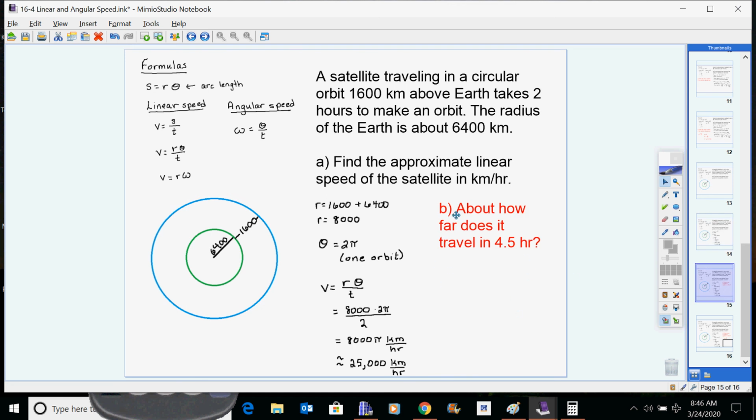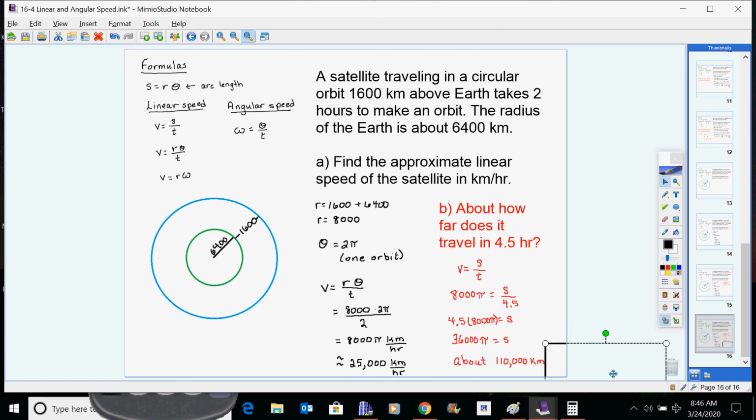So about how far does it travel in 4.5 hours? Well, we take our rate times time. If we think back to distance equals rate times time, our v equals s over t, which in essence does end up taking our rate times our time. It gives us 36,000 pi, or about 110,000 kilometers would be the distance that the satellite travels.